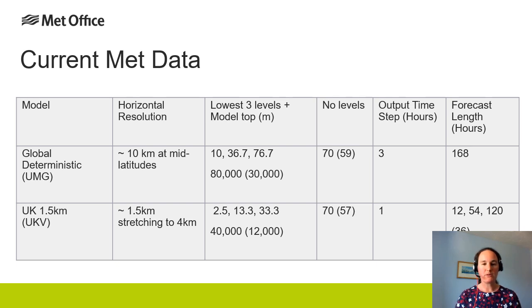We're also, for local scale modelling, using a 1.5 kilometre model. It has a boundary which stretches it out to 4 kilometres. We don't use that boundary, we just keep the bit that's at 1.5 kilometres. Again, this model has 70 levels, but we're only taking the bottom 57. So we're going up to 12 kilometres rather than 40 kilometres. This model has a 1 hour time step, and currently we have it available out to 36 hours, although over time the number of time steps has varied. So that's what those numbers are for there.